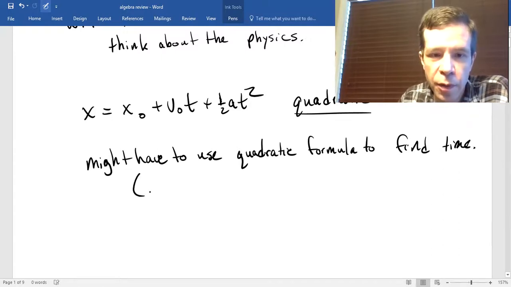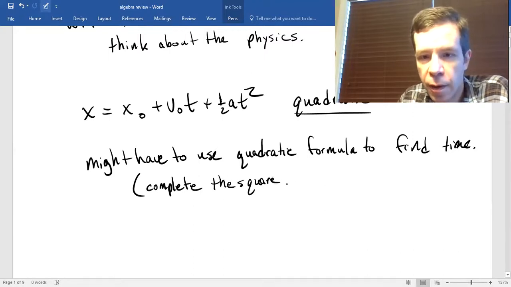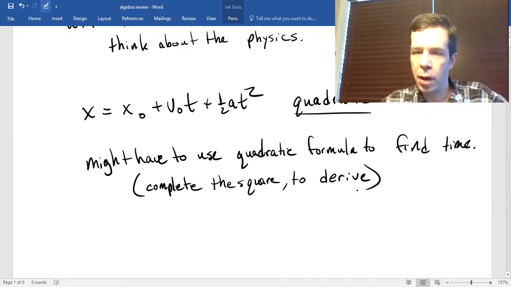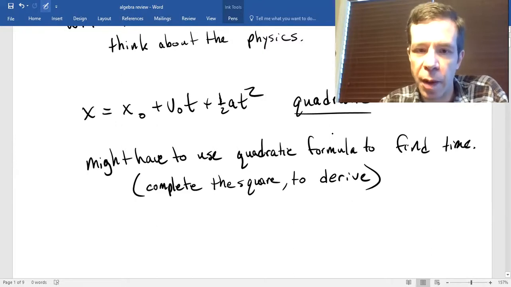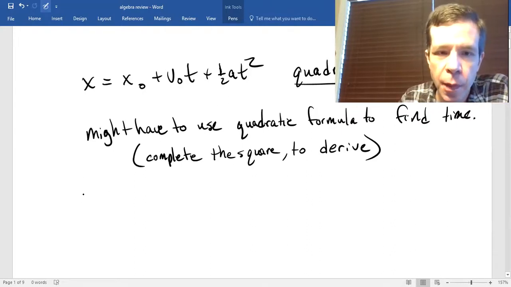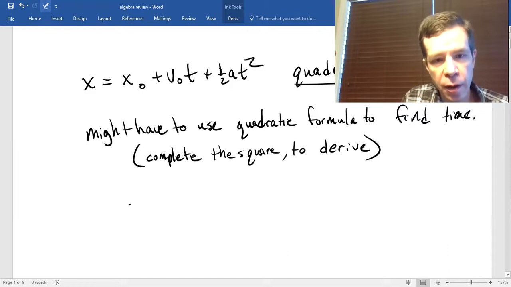I'm tempted at this point to complete the square to derive the quadratic formula, but I will leave that for another time. You don't really need that for this course, but you may use that in a later physics course if you're doing something a little more complicated and using some type of conic section. If you're interested, you can ask me and I'll do that for you.